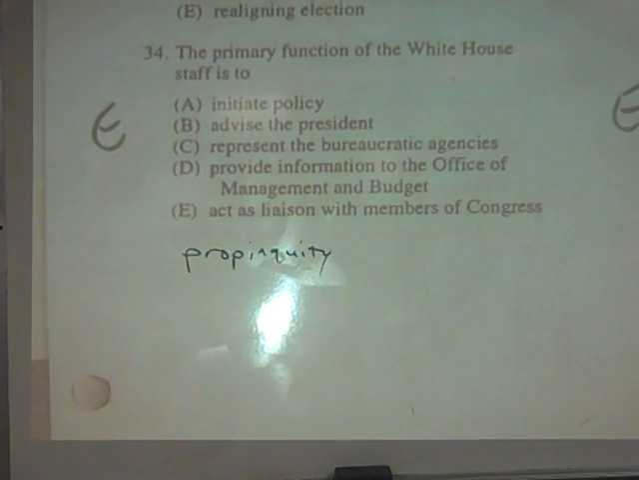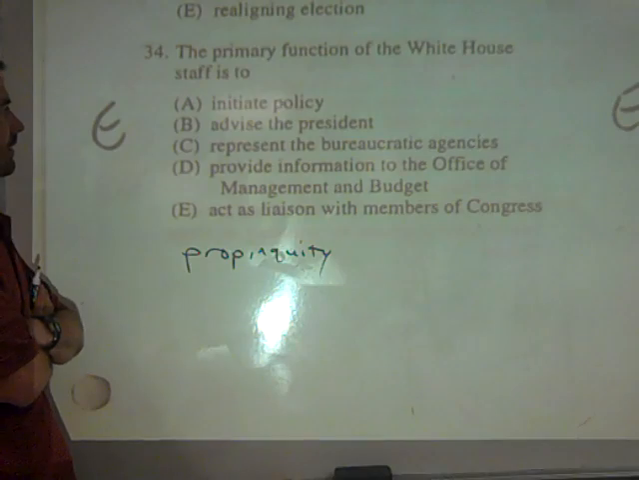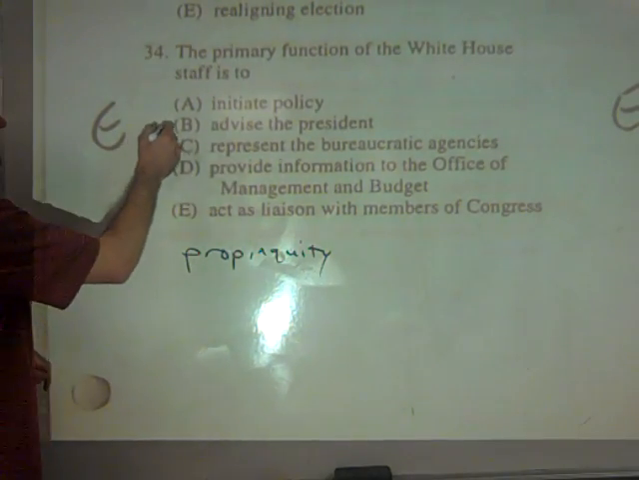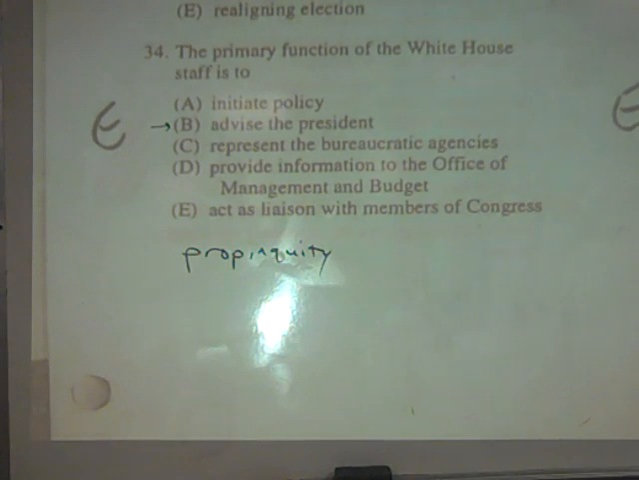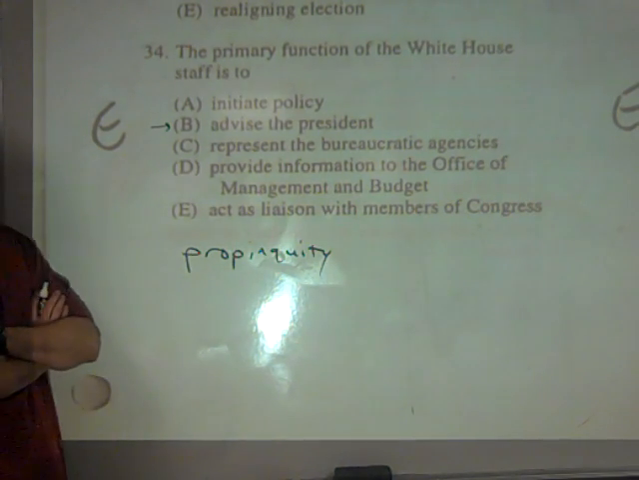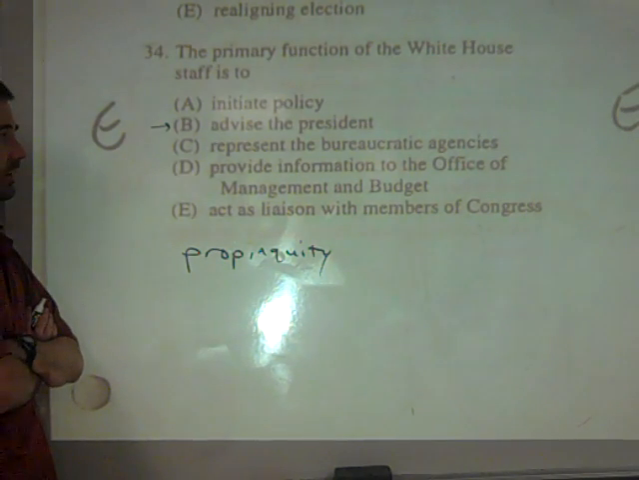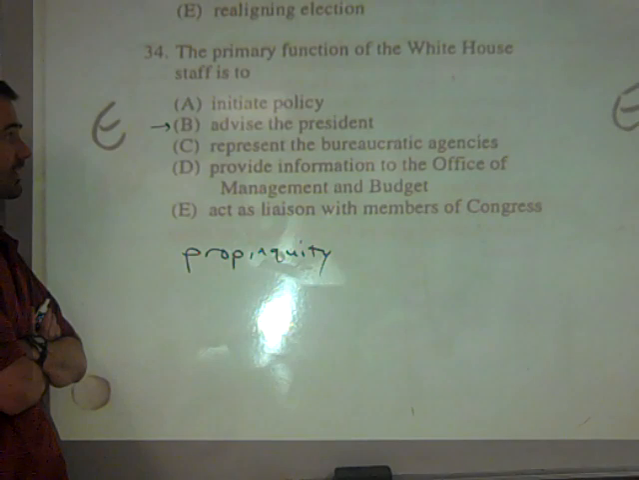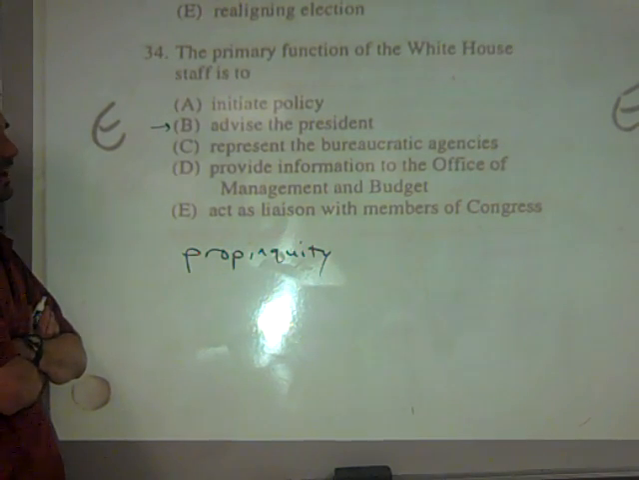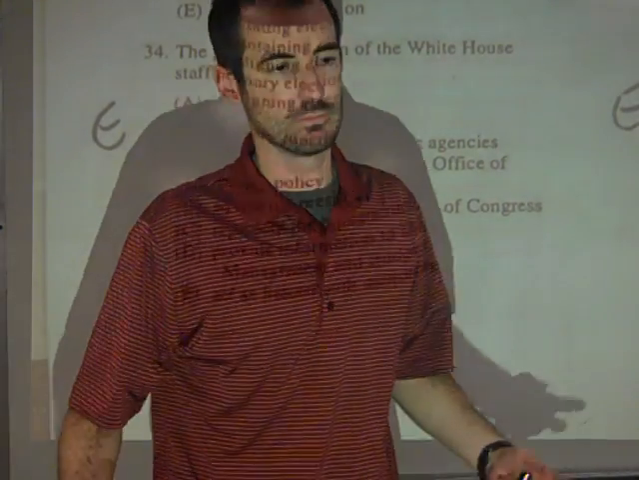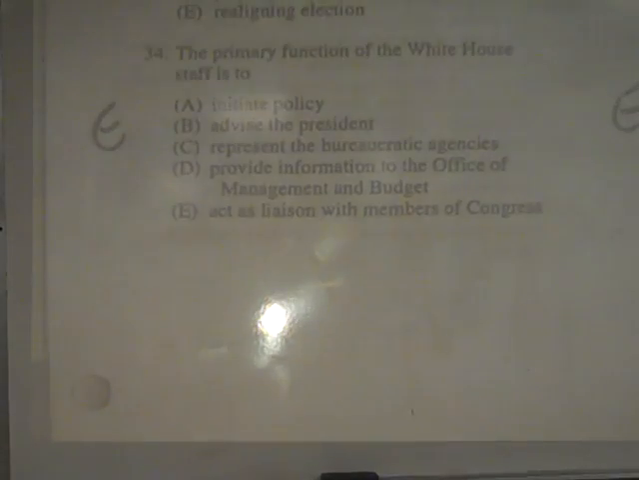All right, what's the primary function of the White House staff? To initiate policy? They might do that. Policy is just the government does stuff, and they might start it, I don't know. Ooh, advise the president. I like that one. Represent the bureaucratic agencies? No, the leaders of the departments, where every agency is, or most of the agencies are, the secretaries in the cabinet. That's not the White House staff. Provide information to the Office of Management and the Budget? No. Acts as liaison with members of Congress? No. I bet that's what the staff of congressmen do.